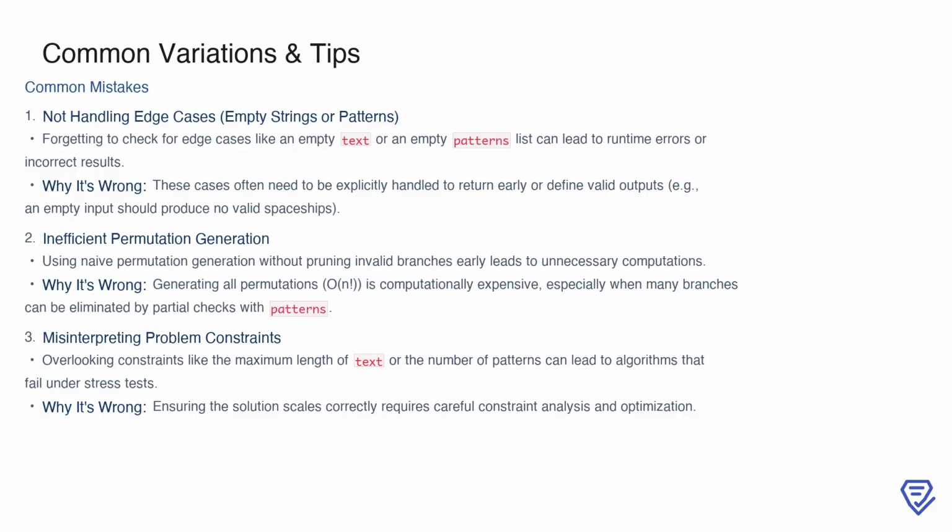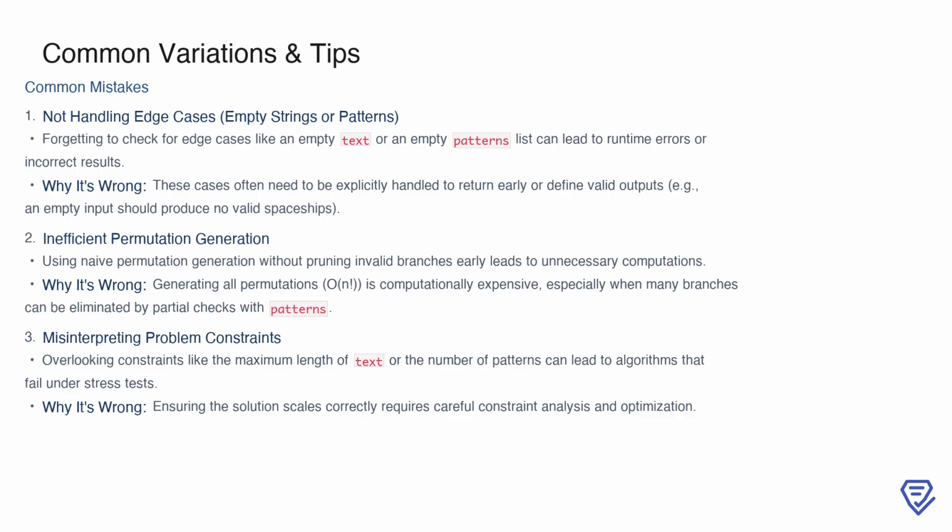Next, inefficient permutation generation is another frequent issue. If you generate all possible permutations without pruning invalid branches early, the computation can become unnecessarily expensive. This is particularly problematic because generating permutations has a factorial time complexity, and pruning can significantly reduce this overhead.